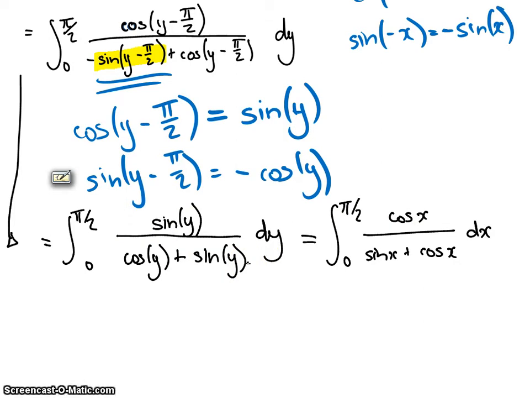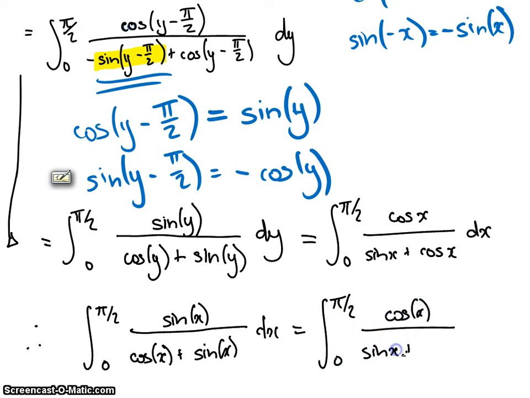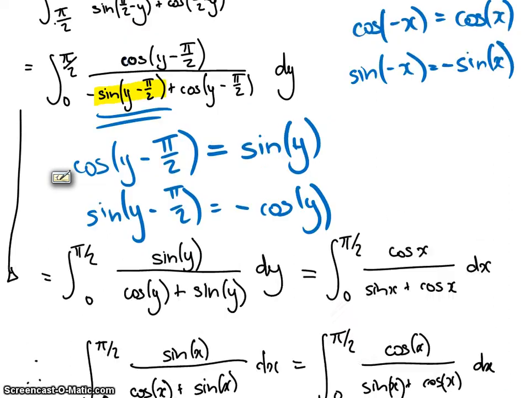But the key thing is here, right, x and y, they're just variables, they're letters. I can choose whichever letter I want. And in particular, there's no reason why this can't be x either. So therefore, the integral from 0 to pi upon 2 of sine x over cosine x plus sine x dx is equal to the integral from 0 to pi upon 2 of cosine x over sine x plus cosine x dx. So these two are in fact equal. So that deals with the first part of the question. Show that they're equal.